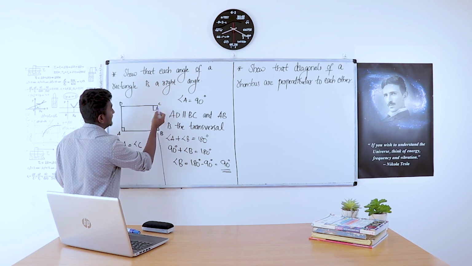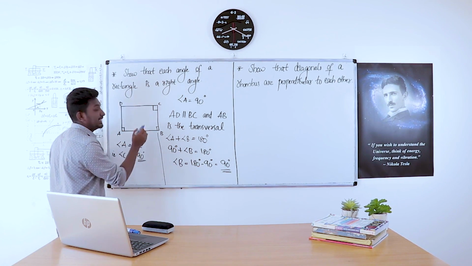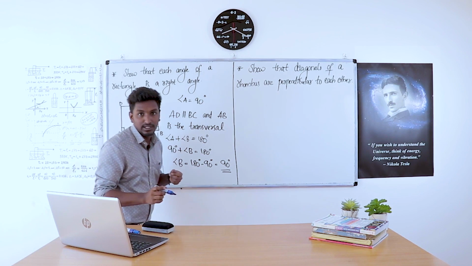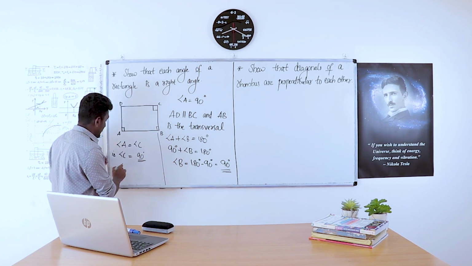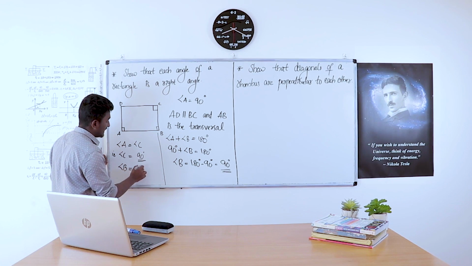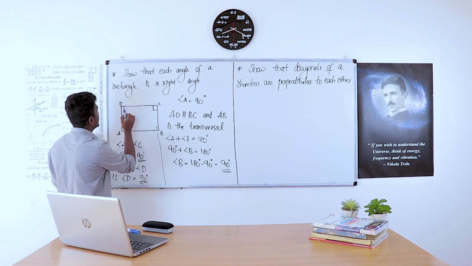Now we got angle C as 90 degree. We already found angle B as 90 degree. By the property of parallelogram, we can say that opposite angles are equal. Therefore, angle B is equal to angle D. We know that angle B is 90 degree. That is, angle D is also 90 degree.